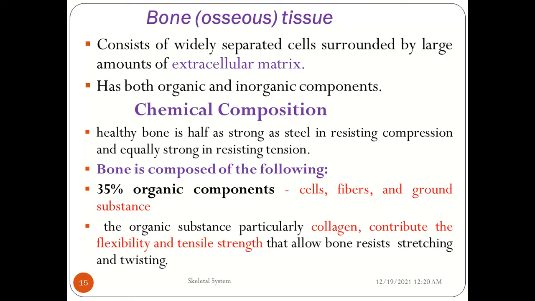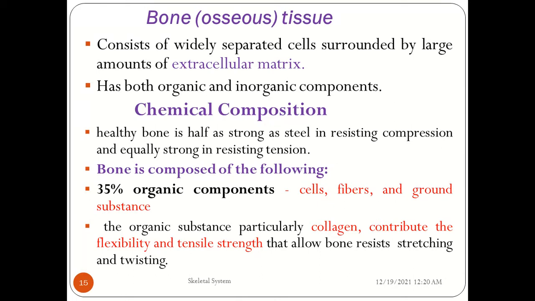Now we are starting the topic of the tissue known as bone tissue or osseous tissue. Bone tissue consists of widely separated cells surrounded by a large amount of extracellular matrix. Since bone is connective tissue, it contains fewer cells and more extracellular matrix. Extracellular matrix contains ground substance and fibers. Bone has both organic and inorganic components.